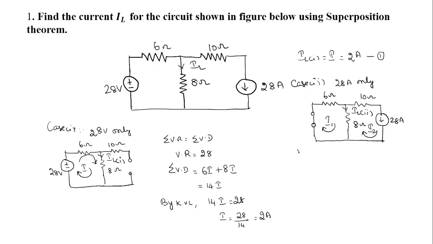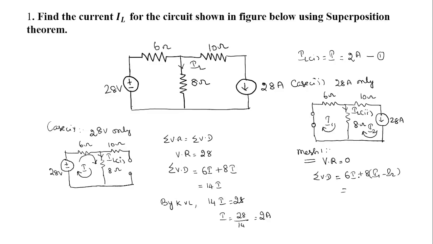Now we are writing the equation for mesh 1. In mesh 1, I1 is the current flowing in the clockwise direction. Here we do not have any voltage source, so the voltage rise is 0. Now we have to find out the voltage drops. The voltage drop across the 6 ohms resistor is 6I1. And the voltage drop across the 8 ohms resistor is I1 minus I2 or I2 minus I1. This 8 ohms resistor is lying in between mesh 1 and mesh 2. So the current flowing through this 8 ohms resistor can be written as I1 minus I2 or I2 minus I1. While writing for mesh 1, we have to consider this as I1 minus I2 only.